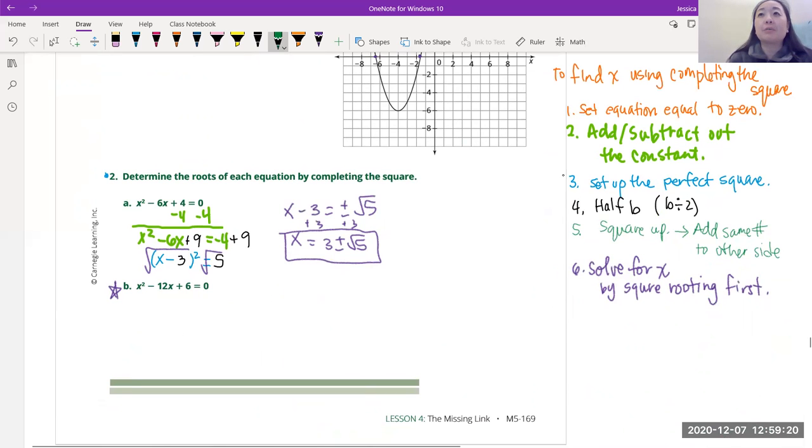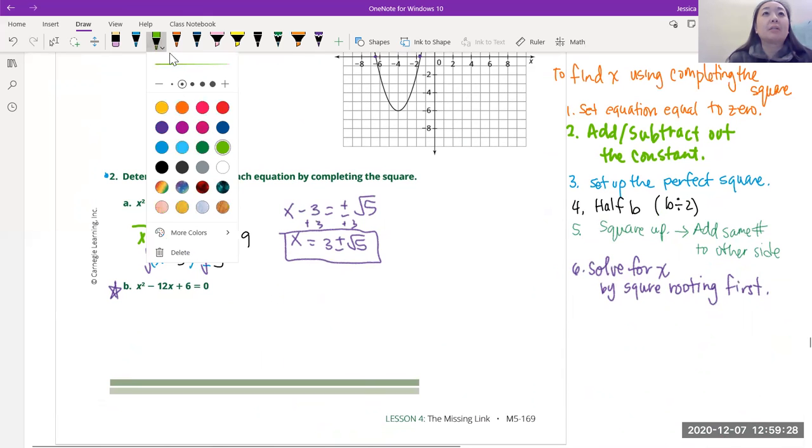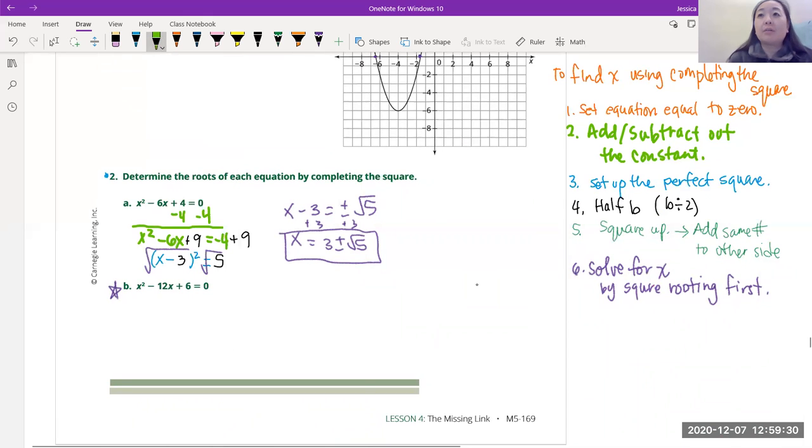So we already set this equal to 0, so I don't have to start with orange. I will start with green that I don't have. I think this was the green right here. Okay, so I already did this, so I'm going to add and subtract out the constant. So I'm going to go minus 6, minus 6. And I get x squared minus 12x equals negative 6.